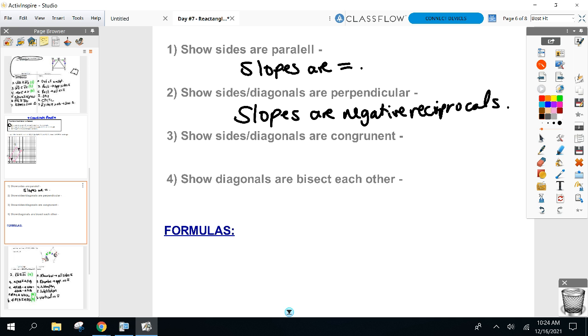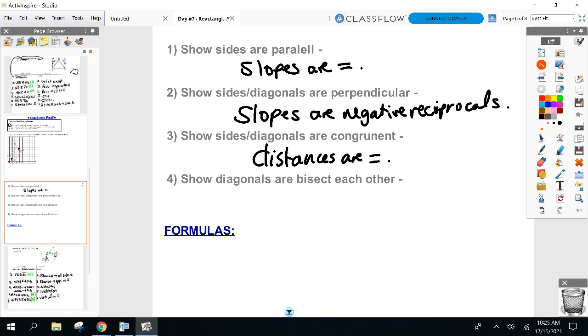Well, slope might not be the only formula I'm going to need here. What if I wanted to show the sides congruent instead? What formula am I going to need? Come on, we've used it a ton this year, to show two sides or two lengths are equal. Scott, I need to say distances are equal. Yep. Bless you. All right, distances are equal.